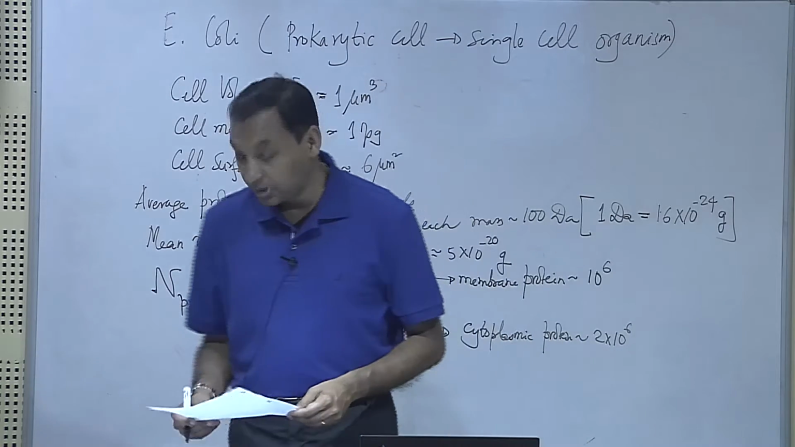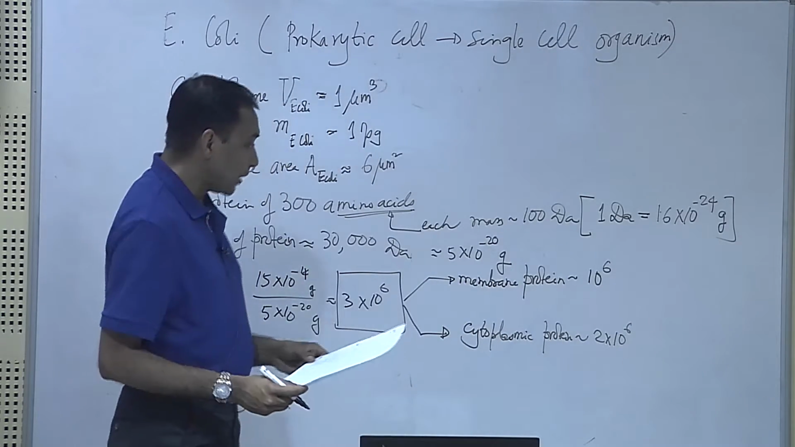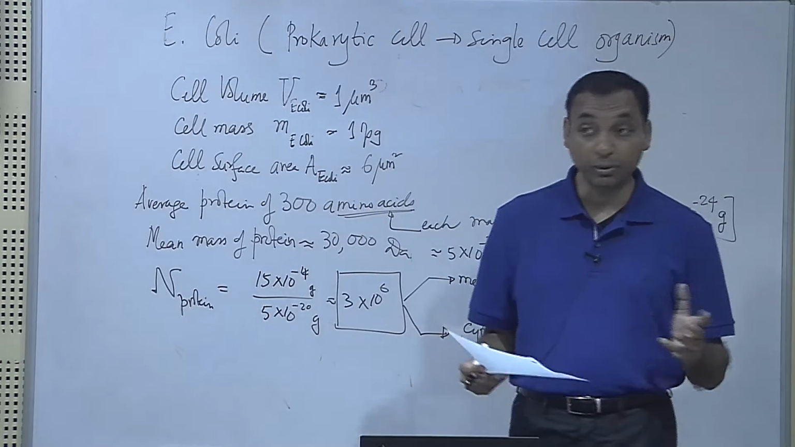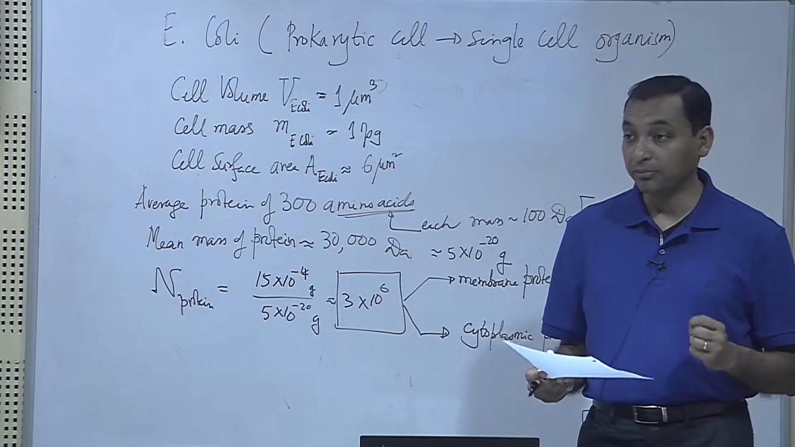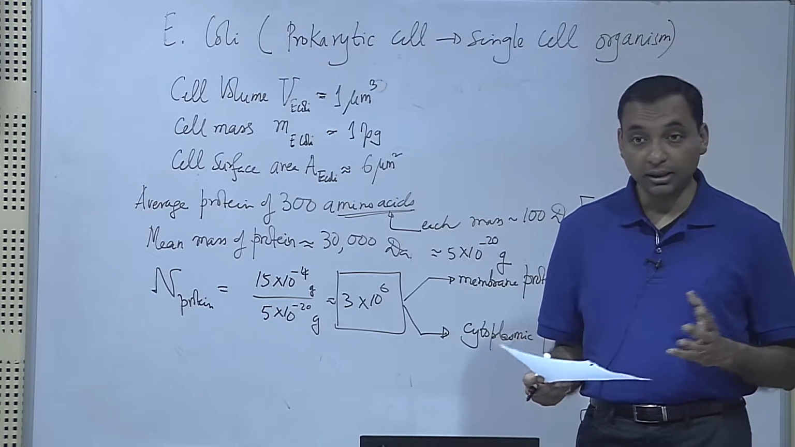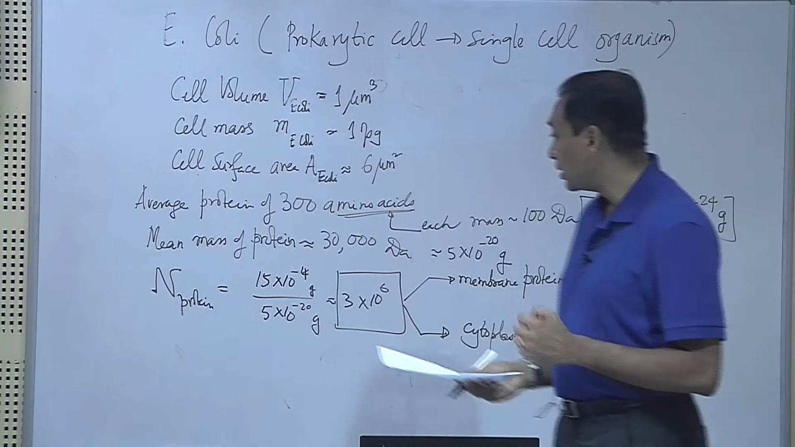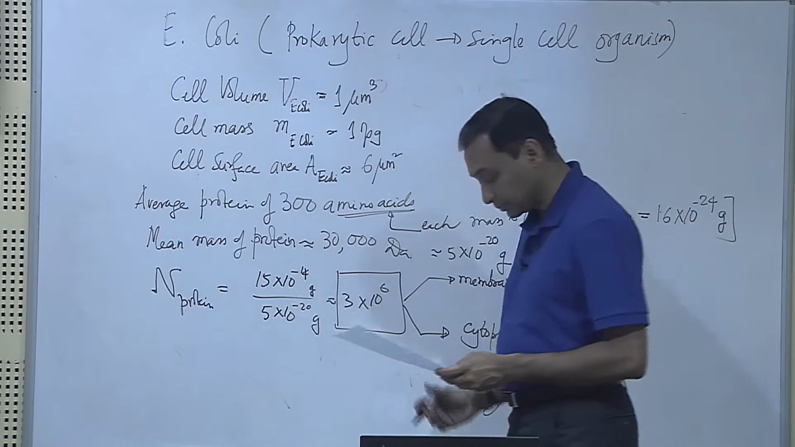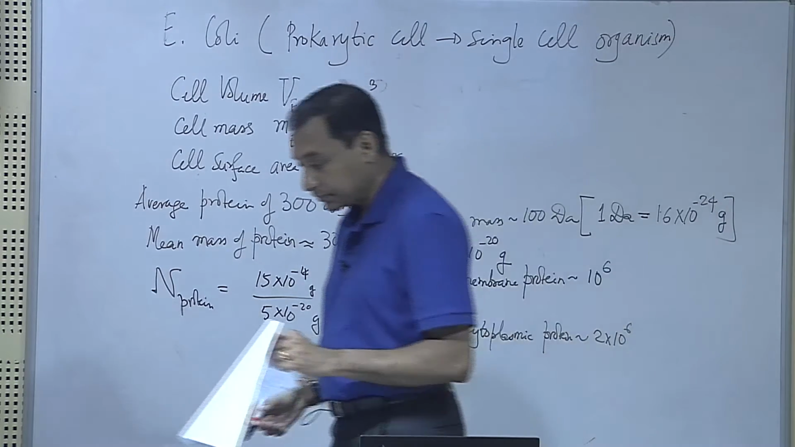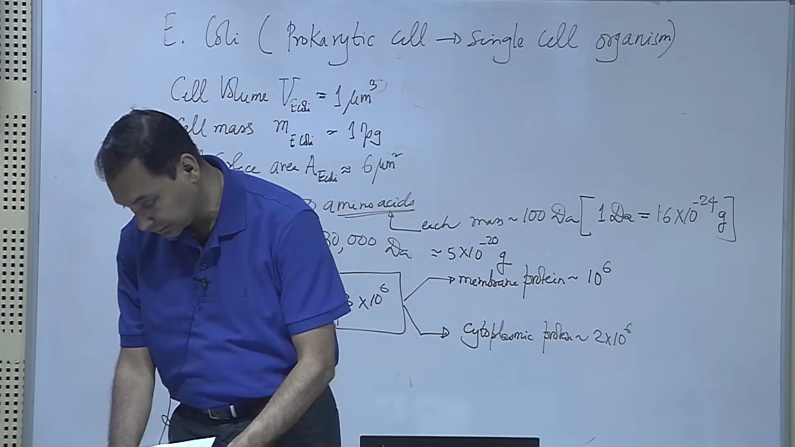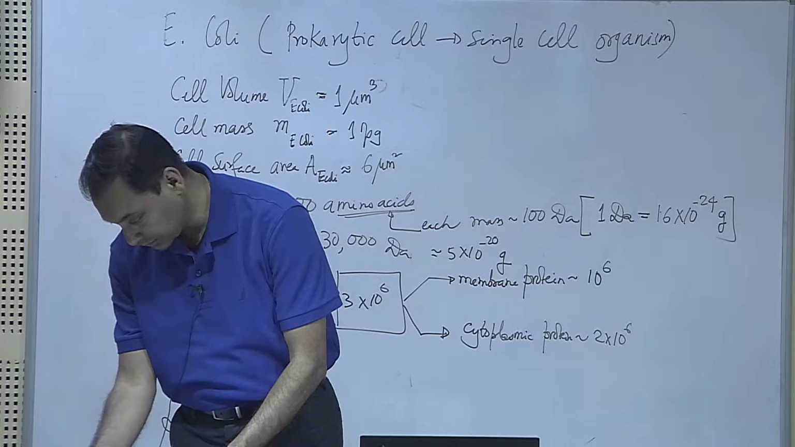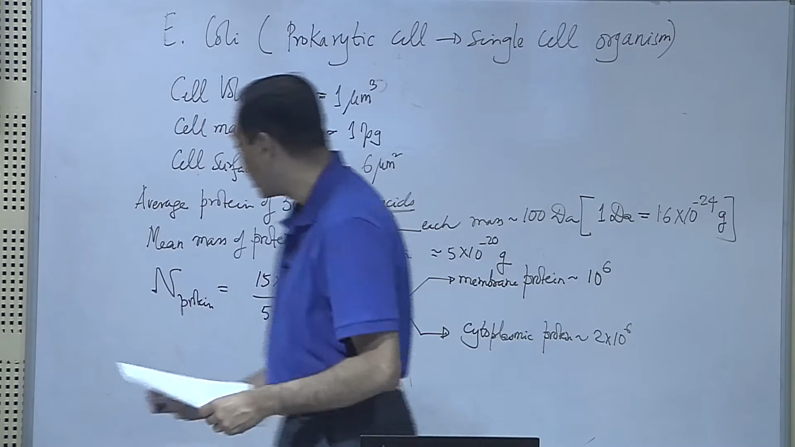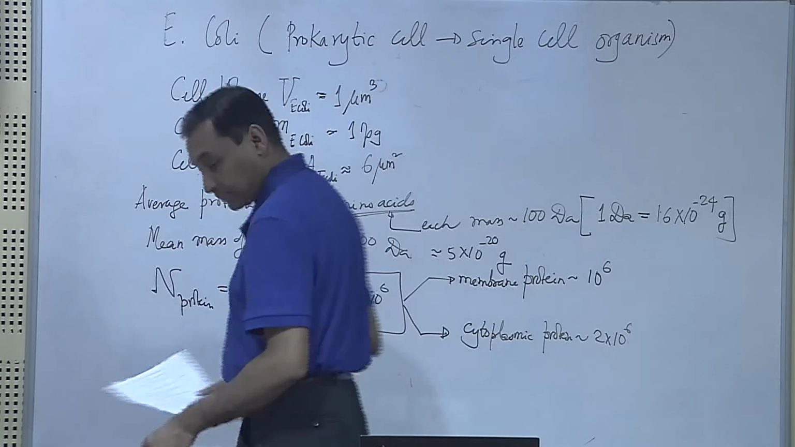One can do a similar calculation for the ribosomes as well. Ribosomes are where the proteins are synthesized. This is a very critical component of the cell. Similarly, we can do a calculation for the number of ribosomes within the cell as well. We can look at the lipid molecules.